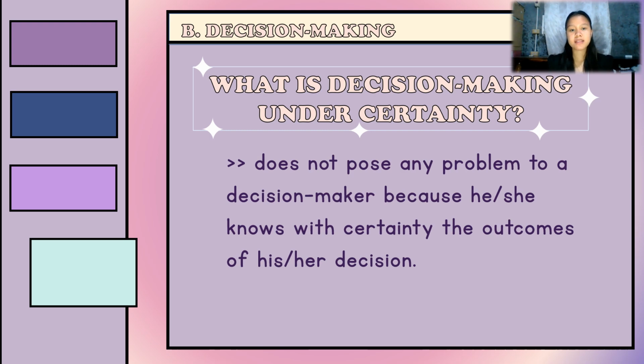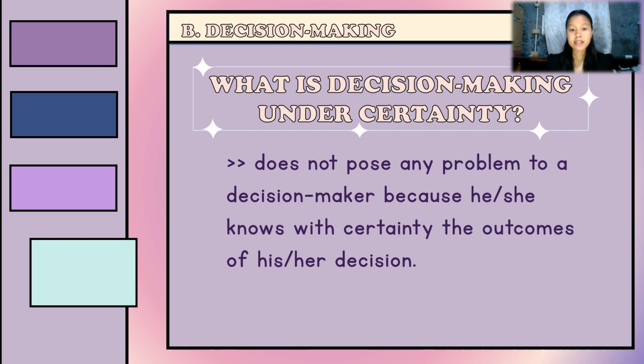The first type is the decision-making under certainty. Sabi dito, it does not pose any problem to a decision maker because he or she knows with certainty the outcomes of his or her decision. He or she selects the alternative that gives a high payoff or maximizes the profit. So, yung decision making under certainty, tumutukoy sa isang sitwasyon kung saan you have all the information that you need para makagawa ng decision. And there's no doubt about sa magiging outcome of your choices. So, sa madaling salita, sigurado ka kung ano yung mangyayari based on your decision.